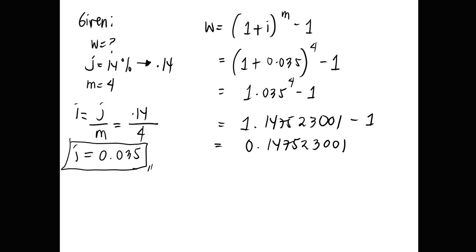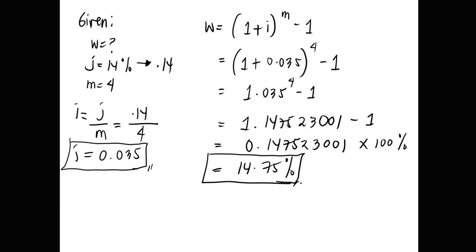And then since we are solving for the rate, we need to multiply it to 100 and then copy the percent sign. So multiply it to 100. Final answer po, round it off into 2 decimal places. So we have 14.75%. And that will be the effective rate, which will be your final answer.